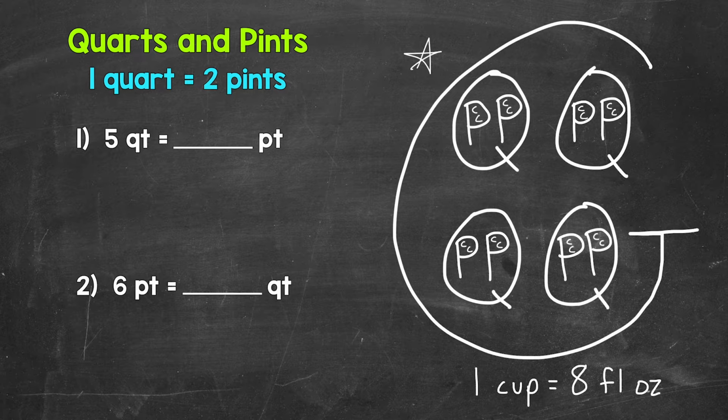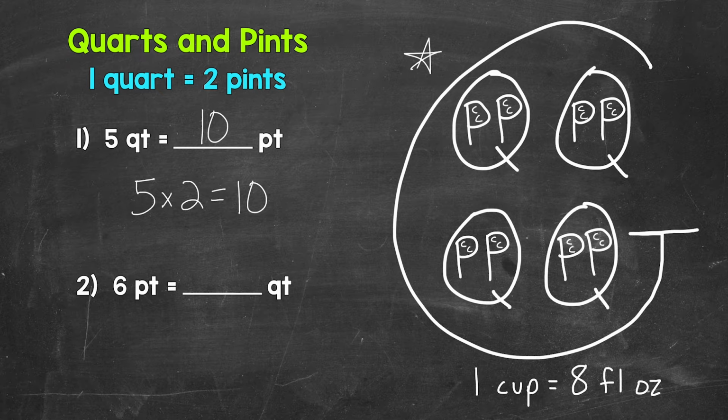Well, each quart equals 2 pints. So we have 2 pints, 2 pints, 2 pints, 2 pints, and 2 pints. So we need to do 5 times 2. And that's how we convert from quarts to pints. We multiply by 2. Now 5 times 2 gives us 10. 5 quarts equals 10 pints. Again, when we go from quarts to pints, we multiply by 2.